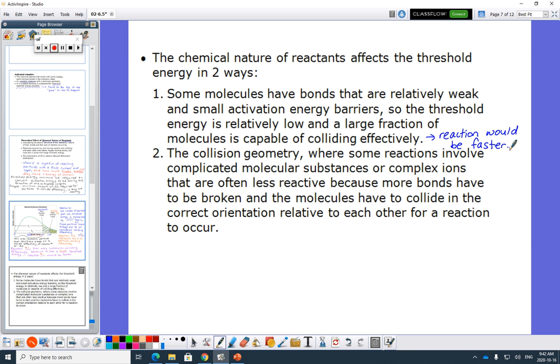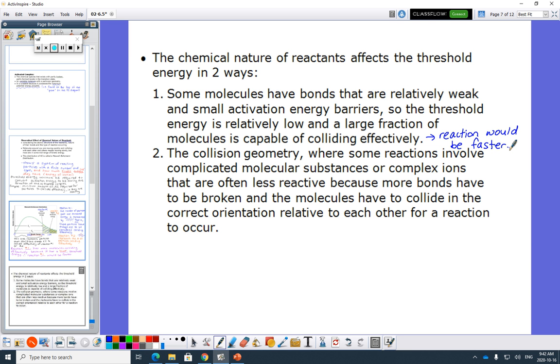Because of collision geometry, that's the correct orientation, or the correct 3D idea about a molecule or compound. If you have something that's complicated, with a complicated molecular structure, like complex ions, one of the questions in the homework, I think, is a simple metal cation and then a really complex polyatomic ion. The more complex ion is going to be harder or less reactive because more bonds have to be broken. The chance of them colliding in the correct orientation is going to be less, and then the reaction will be slower.